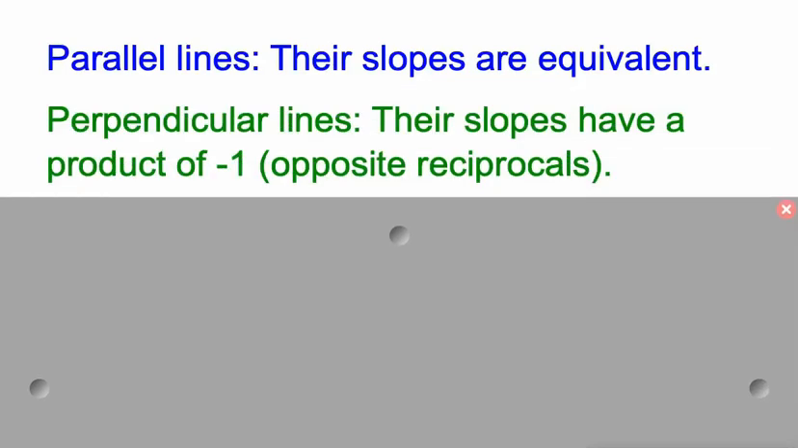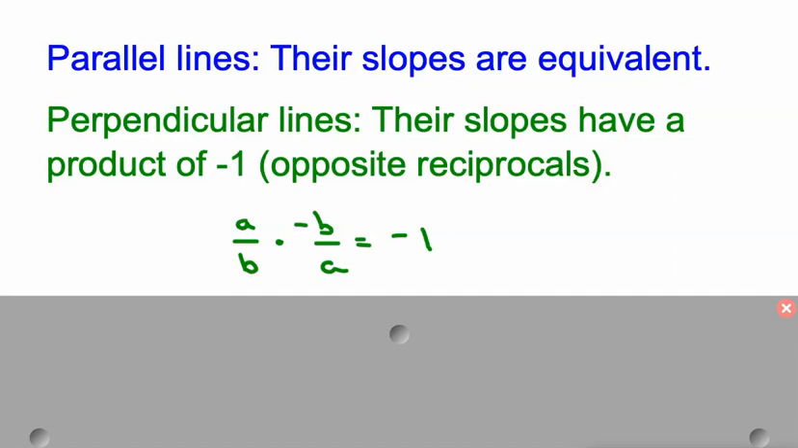Perpendicular lines, though, maybe that'll be a little bit tougher for us. Their slopes have a product of -1. They're what are known as opposite reciprocals. So it would look something like this, okay? One line's rise would be the other line's run, and the first line's run would be the opposite of the other line's rise. We'll see that a few times, and we'll make sense of it.